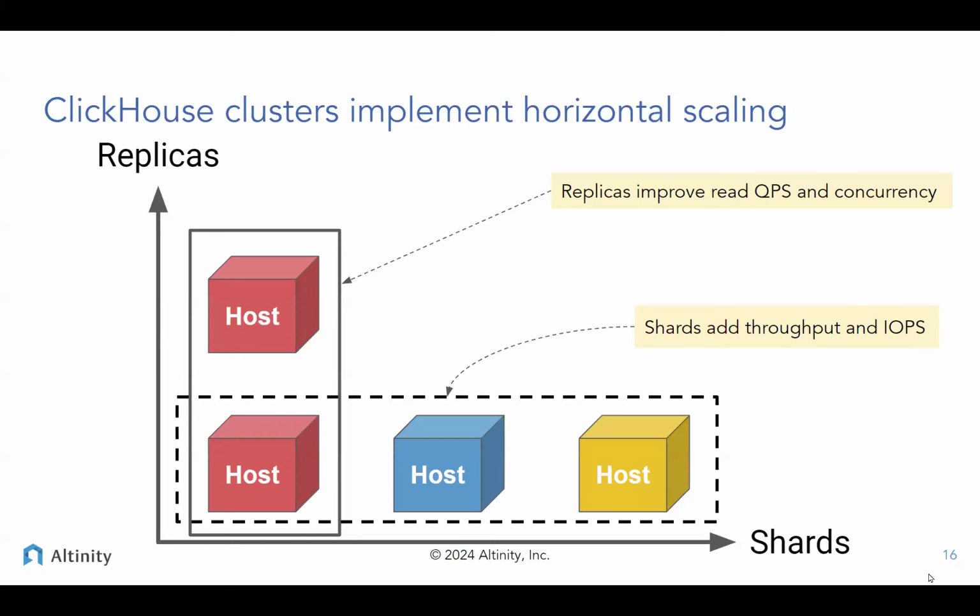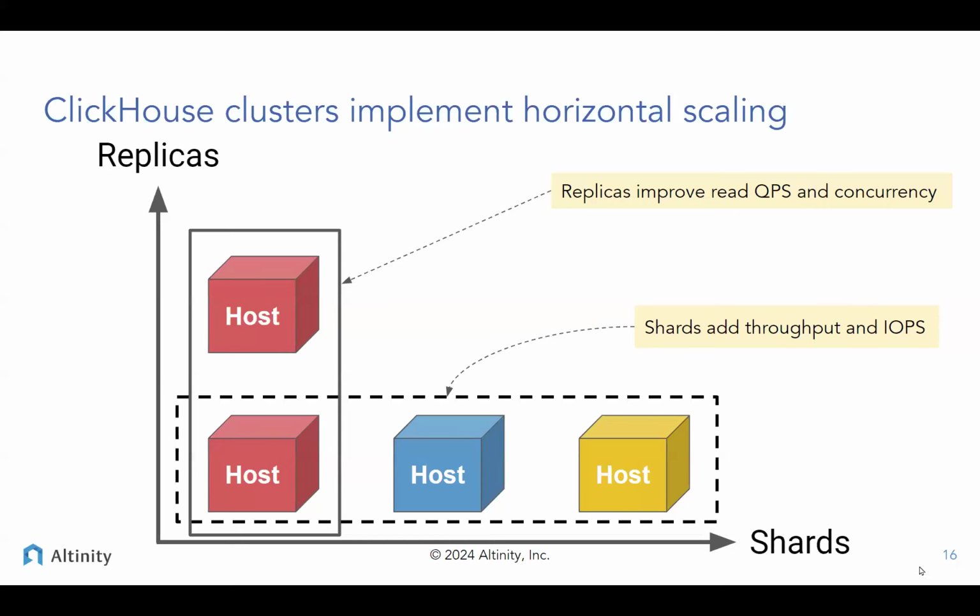One dimension is adding more replicas. This is more traditional for databases. You add more replicas in order to handle more QPS, more queries per second, more concurrency. It doesn't help you much with the data size, but if your queries require quite a lot of resources, then adding more replicas may help to improve the overall system performance.